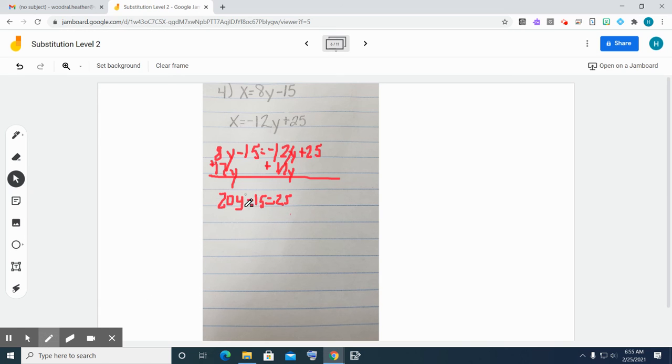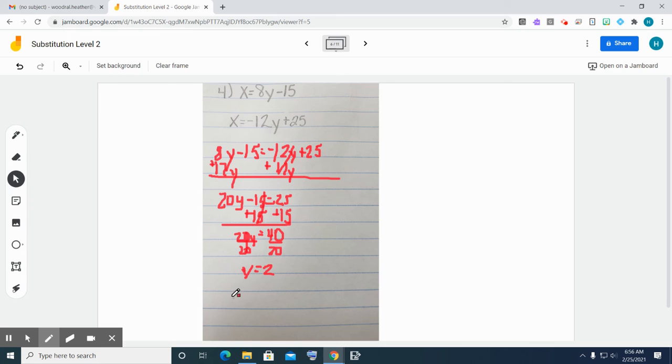Okay, find the number by itself. We're gonna use inverse operation. So it's subtracted. We're gonna add it to both sides, leaving us with 20y equals 25 plus 15, that's 40. So divide by 20, divide by 20. We have y is equal to 40 divided by 20 is 2.